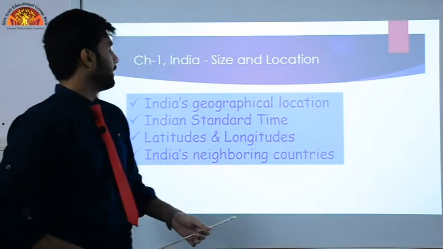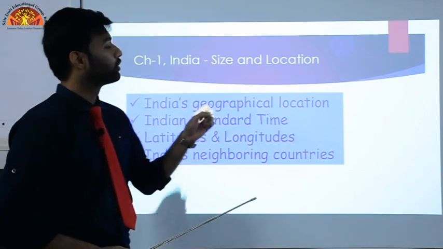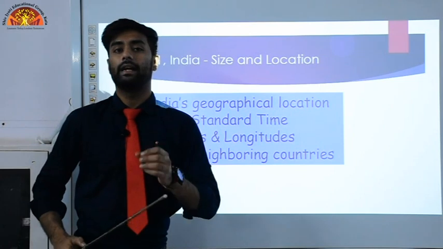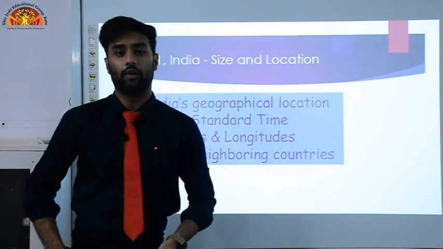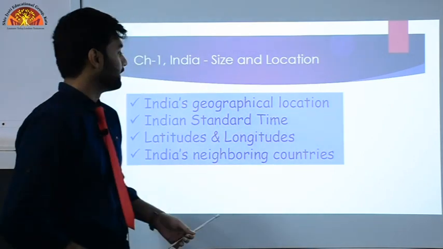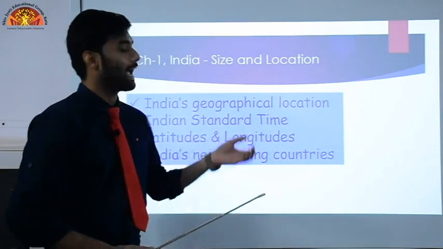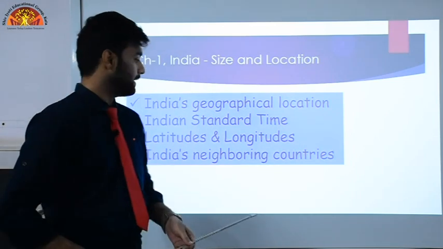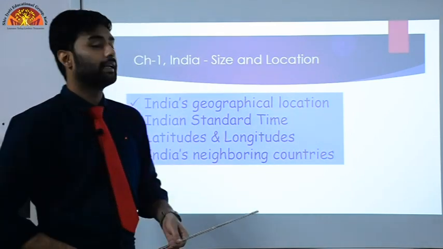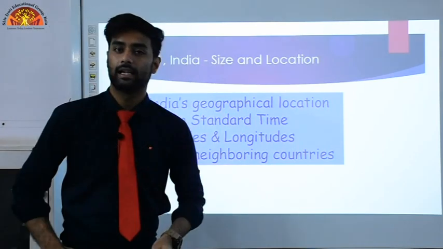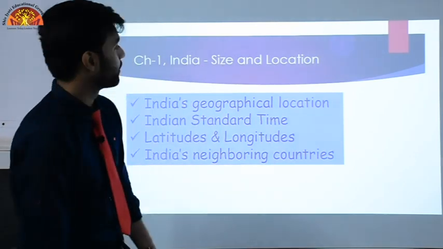Okay students, in this chapter we learnt about India's geographical location, that where India lies on the world map. We know that India lies in the southward extension of the Asia continent. Then we learnt about the Indian Standard Time and the different latitudes and longitudes which pass through India. Then also we learnt about the neighboring countries of India, which are our land neighbors as well as sea neighbors. Let us discuss this on the maps now.